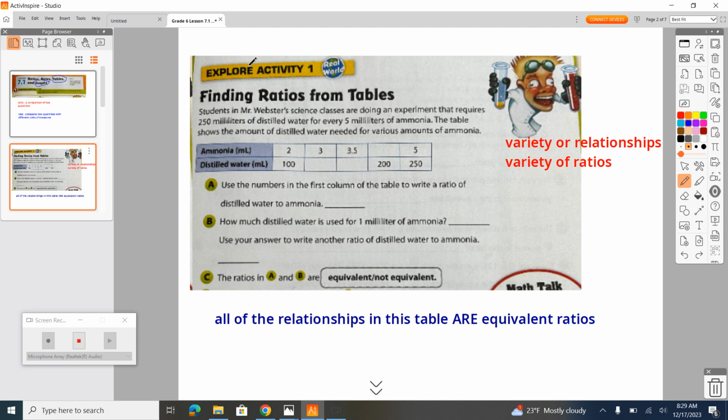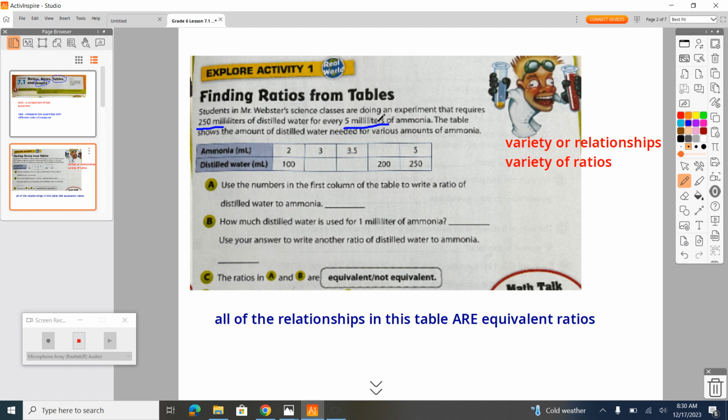So, finding ratios from tables. Students in Mr. Webster's science class are doing an experiment that requires 250 milliliters of distilled water for every 5 milliliters of ammonia. The table shows the amount of distilled water needed for various amounts of ammonia. Now, they've set up this table. Whichever number we give you first is the first one, and this says 250 milliliters of distilled water to every 5 milliliters of ammonia.